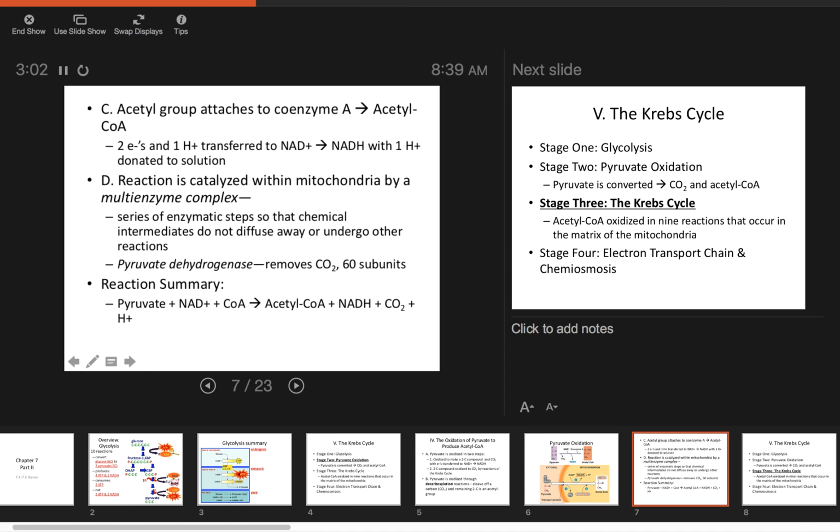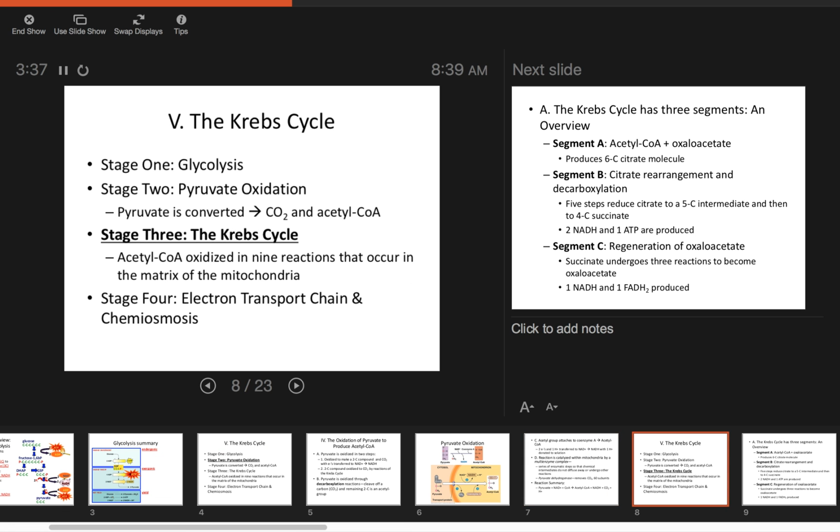So the acetyl group attaches to the coenzyme A, producing your acetyl-CoA. We're generating that electron carrier. It's carried out by a multi-enzyme complex, which means you have a bunch of enzymes lined up in a series, and they carry out multiple processes. So here's this formula equation. You have pyruvate, NAD plus, and coenzyme A, and at the end of pyruvate oxidation, you get acetyl-CoA, NADH, carbon dioxide, and a proton.